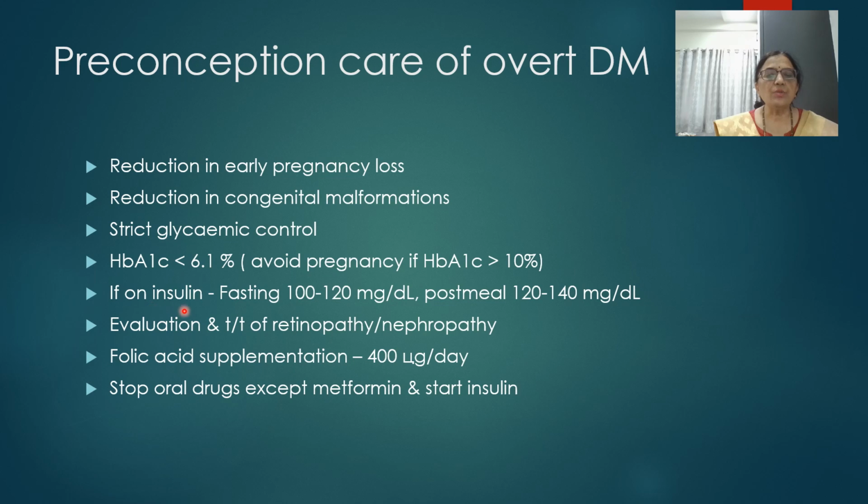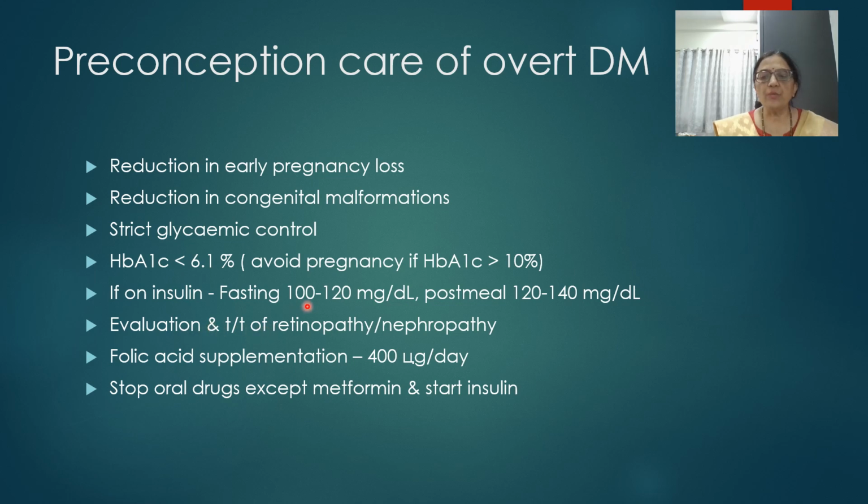If she is already on insulin, fasting should be between 100 to 120 milligrams per deciliter, and postprandial should be 120 to 140 milligrams per deciliter. This is the goal before she takes a decision to plan for the pregnancy.